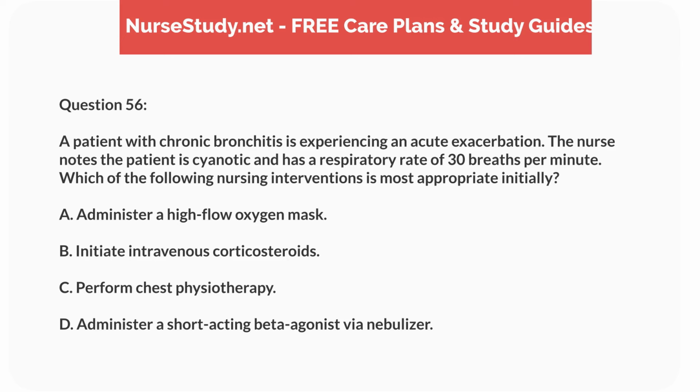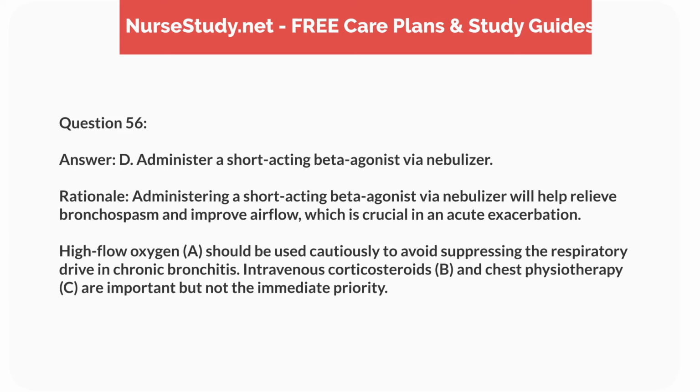Question 56. A patient with chronic bronchitis is experiencing an acute exacerbation. The nurse notes the patient is cyanotic and has a respiratory rate of 30 breaths per minute. Which of the following nursing interventions is most appropriate initially? A. Administer a high-flow oxygen mask. B. Initiate intravenous corticosteroids. C. Perform chest physiotherapy. D. Administer a short-acting beta agonist via nebulizer. Answer: D. Administer a short-acting beta agonist via nebulizer.